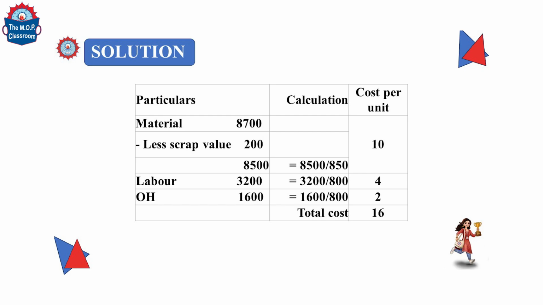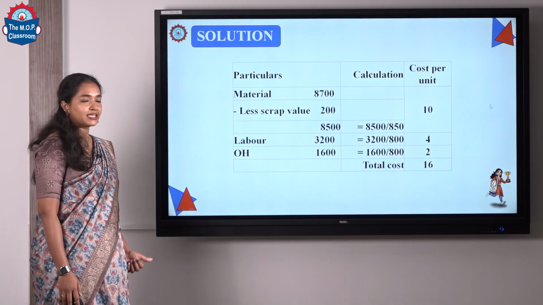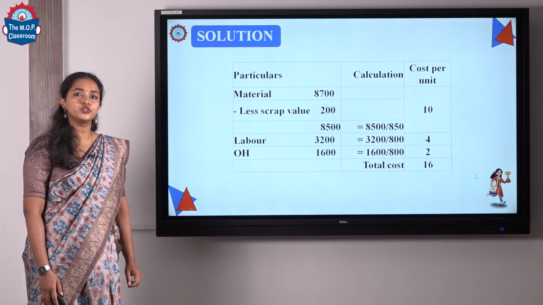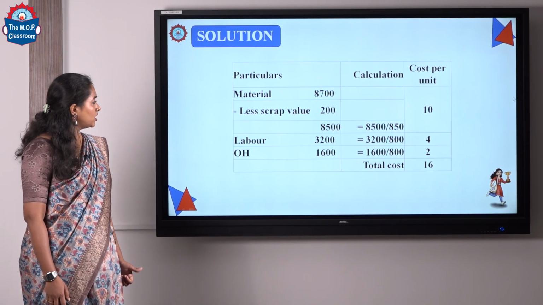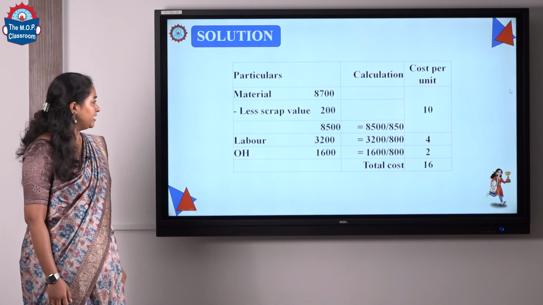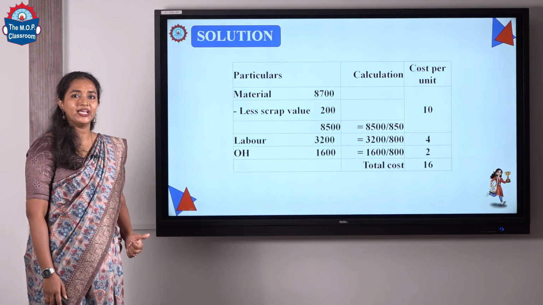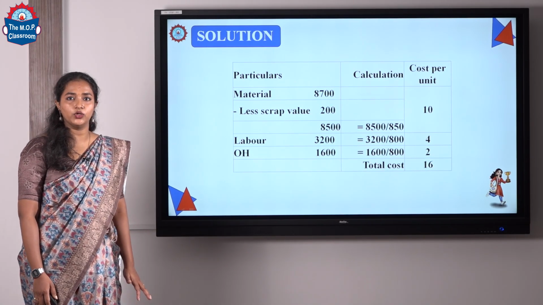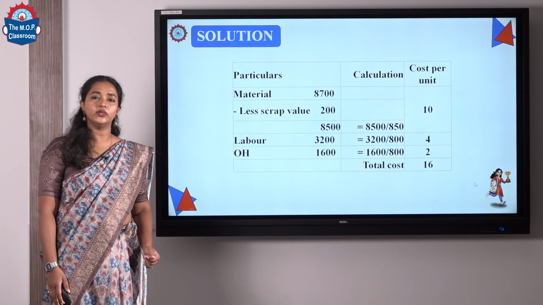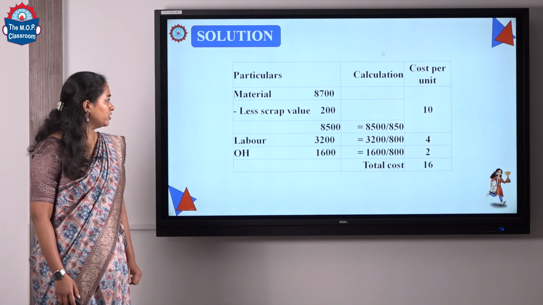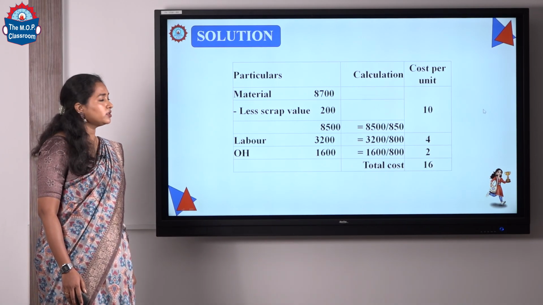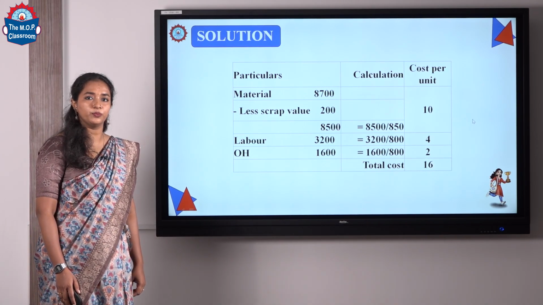Now, we have material of 8700, which is 6000 plus 2700. As far as scrap value is concerned, we know it is 2 rupees per unit. Now, we have 100 units of normal loss, need to multiply to subtract from material. Now, once we subtract it, we have 8500, which is the material value. Now, once we find out the material value, we need to divide it with the number of equivalent units to find out the cost per unit. By doing that, we found out that cost per unit for materials is rupees 10.